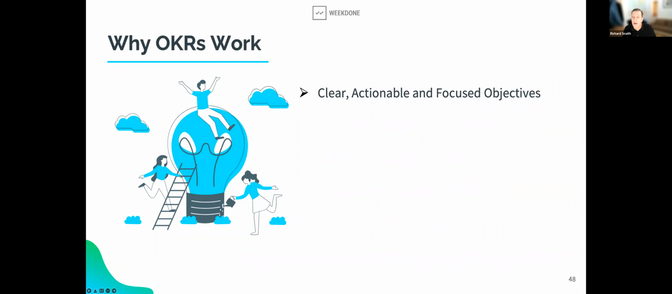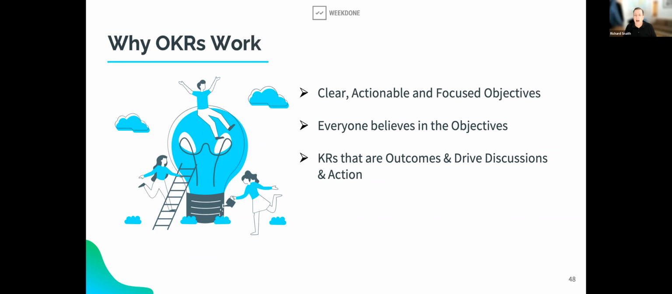Where do they work? Why do they work? Well, when you set clear, actionable, and focused objectives, and kind of the next two are very much aligned to that. Everybody believes in the objective, whether it's the company objective or the team objective. People have to believe this is a direction that's right. It's one of the reasons team OKRs, the whole team should really contribute to those objectives. You have the team agreeing that that's the important thing to do.